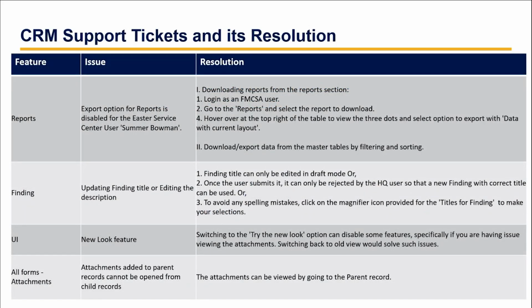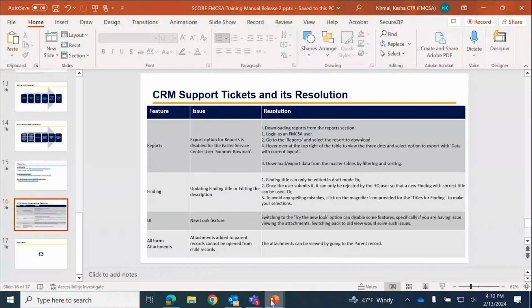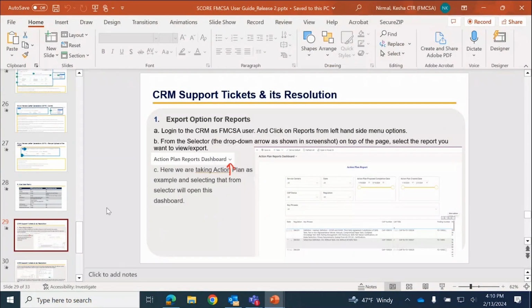So we had a few support tickets that had been coming in: how to export the report, how to update any finding title, there is a try the new look option on the app, and also how to open the attachments. So for that we updated the user guide and have shown the steps on how to do those. So I will go one by one on those as well.